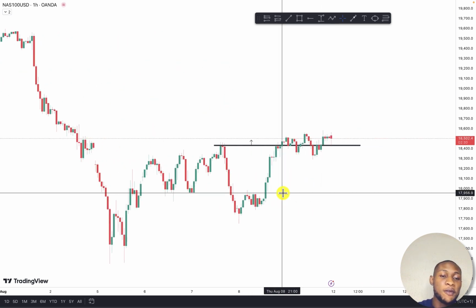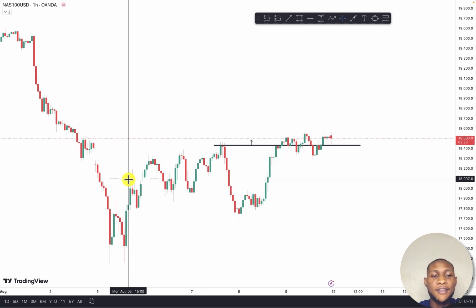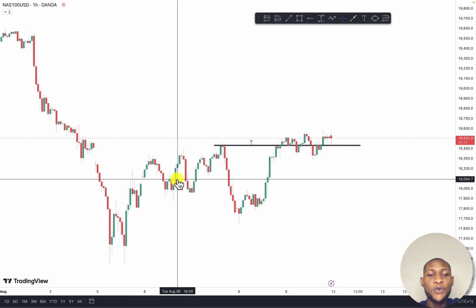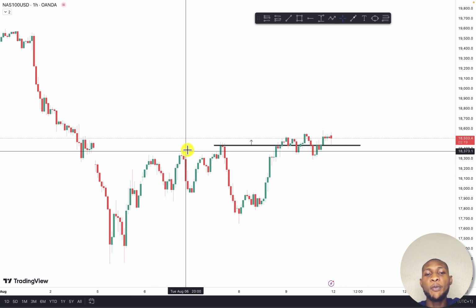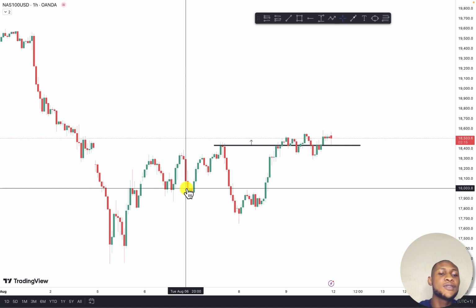Here on the 1 hour time frame, it makes sense in terms of price starting to form higher highs, higher lows, higher highs, higher lows. Price is literally respecting highs and respecting lows, correct? So this is what I call a bullish push that makes sense.